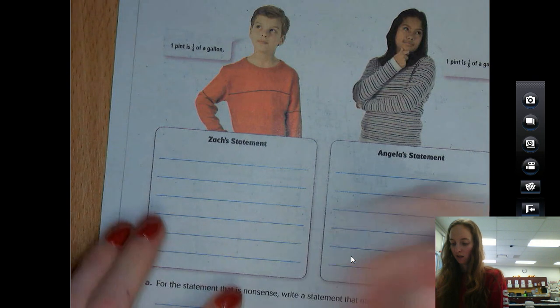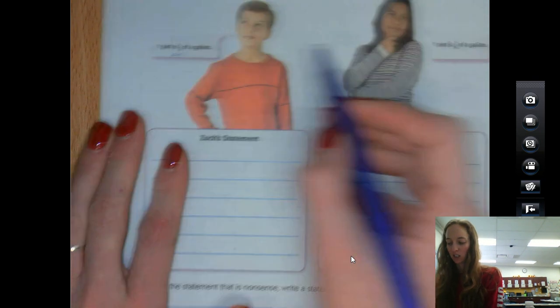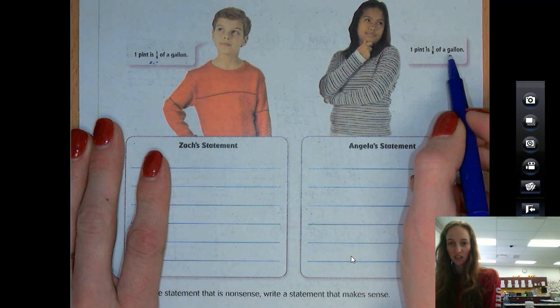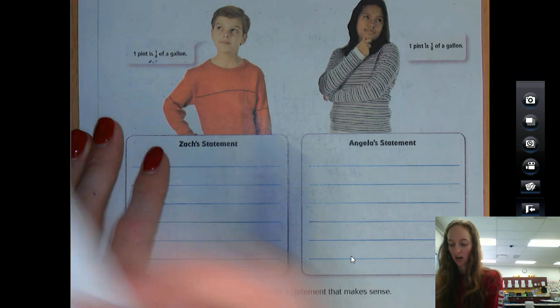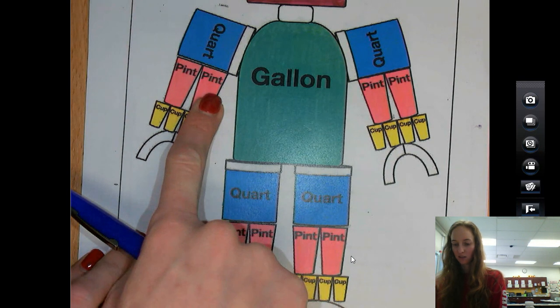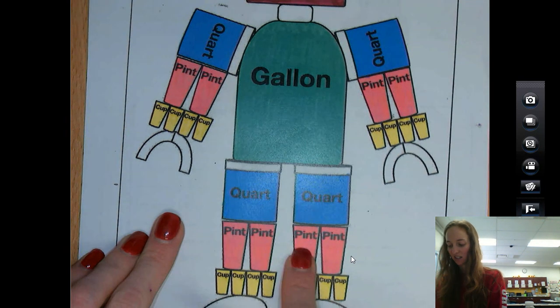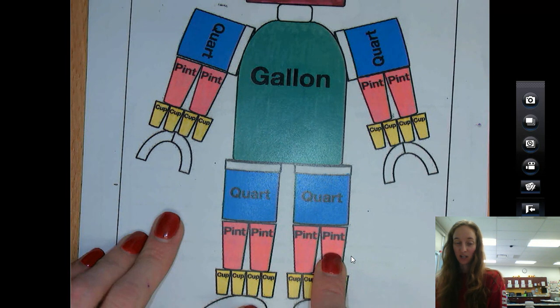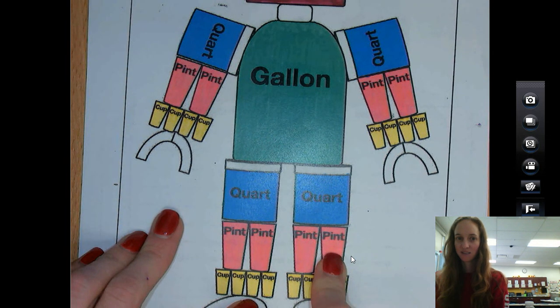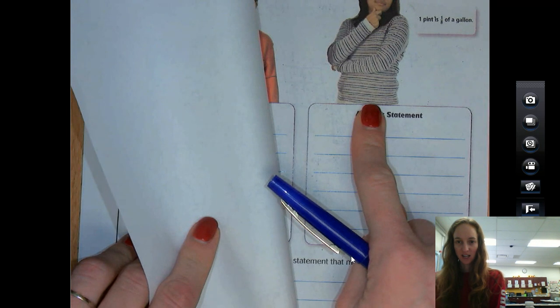Okay? So he says 1 pint is 1/4 of a gallon. She says 1 pint is 1/8 of a gallon. Okay, so let's count them like they were eighths. Okay, 1/8, 2/8, 3/8, 4/8, 5/8, 6/8, 7/8, 8/8. Would that equal a gallon? Yes. Okay, so this girl is right, isn't she?